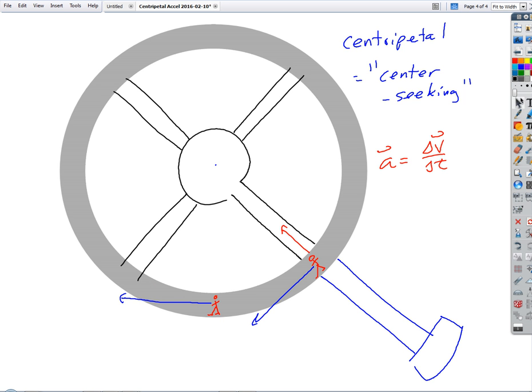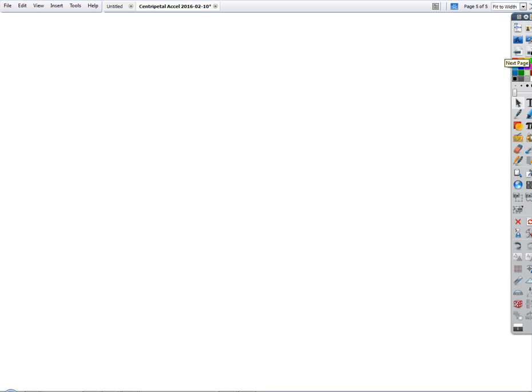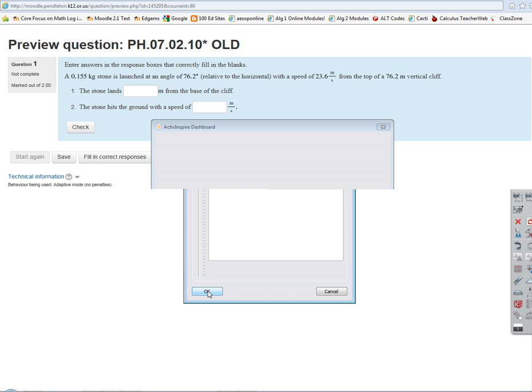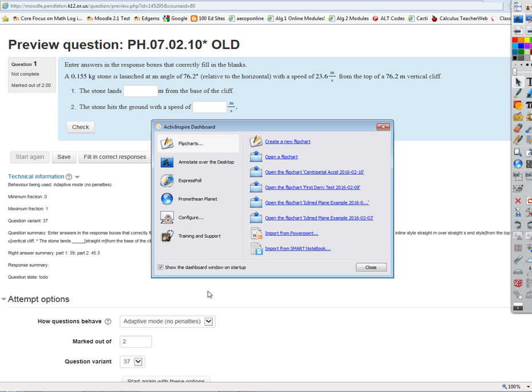So what we want to do then is we now want to see if we can come up with that equation, and that's what we started doing yesterday.